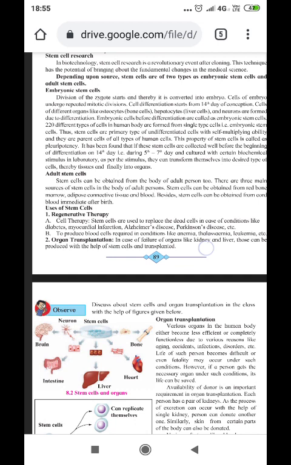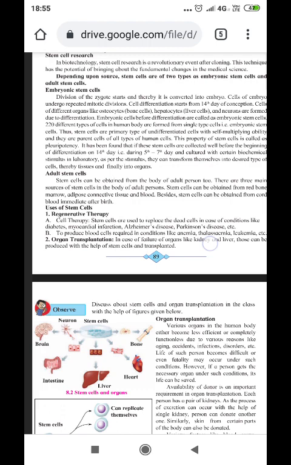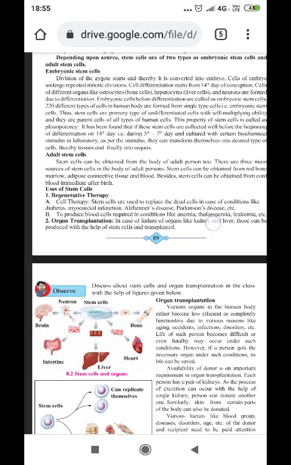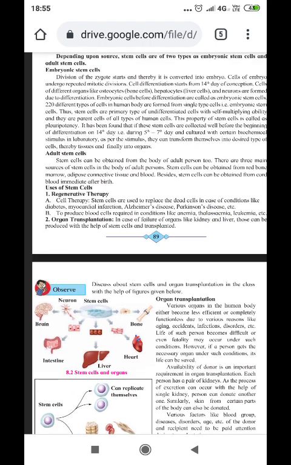This technique has the potential of bringing about fundamental changes in medical science. Depending upon the source, stem cells are of two types: embryonic stem cells and adult stem cells. So first of all, we are going to study the embryonic stem cells. Division of the zygote starts and thereby it is converted into an embryo. Cells of the embryo undergo repeated mitotic divisions.